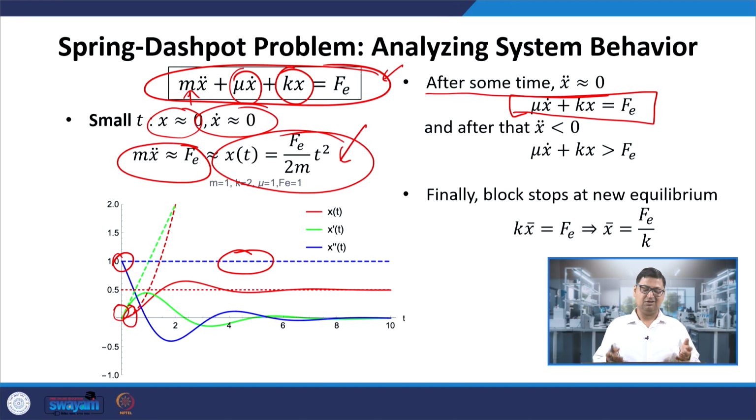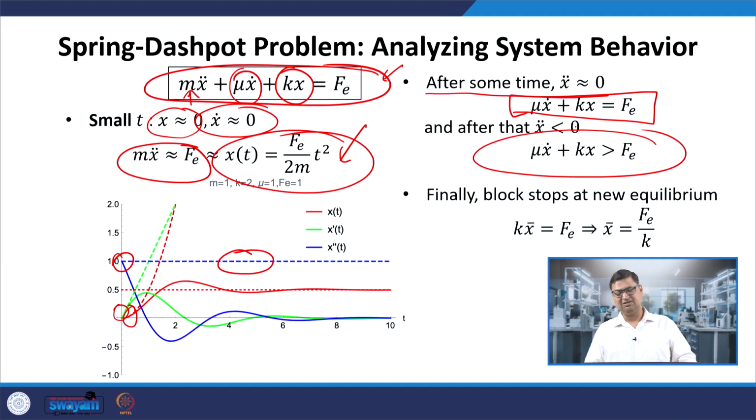After that, acceleration should become negative, because we began with positive acceleration, right? The velocity went to a maximum. Now the velocity should start to decrease. So acceleration should become negative. That will give me something like this.